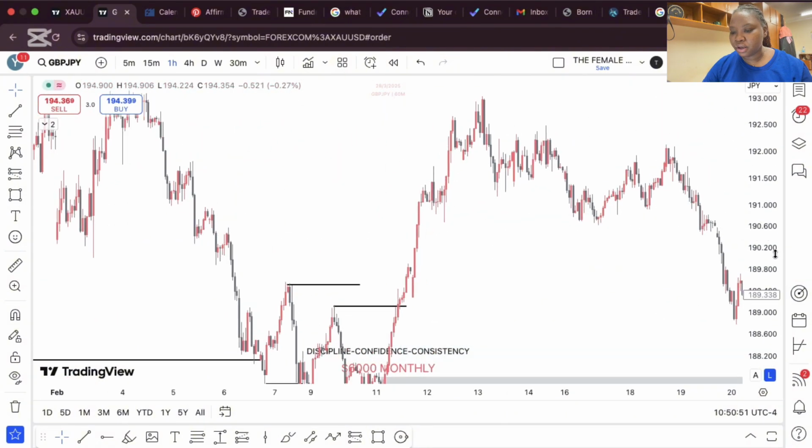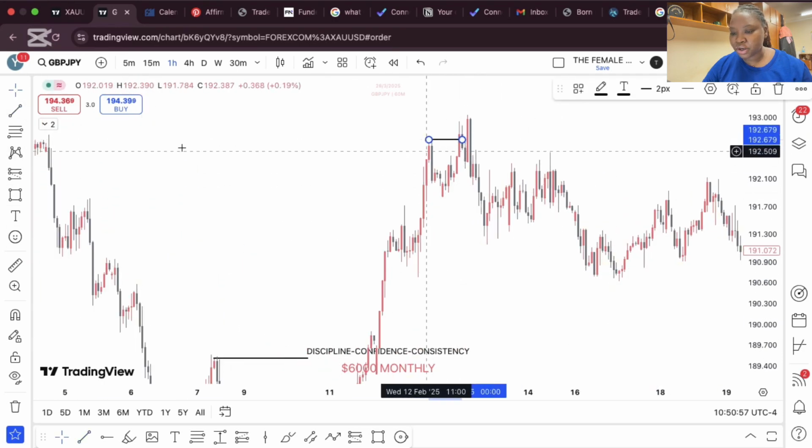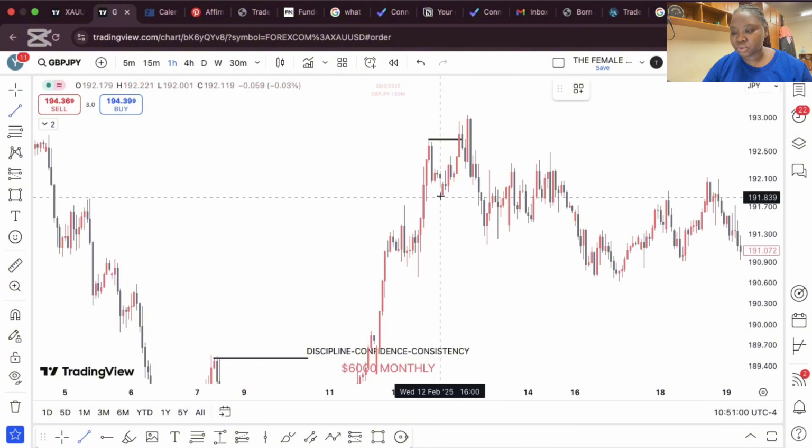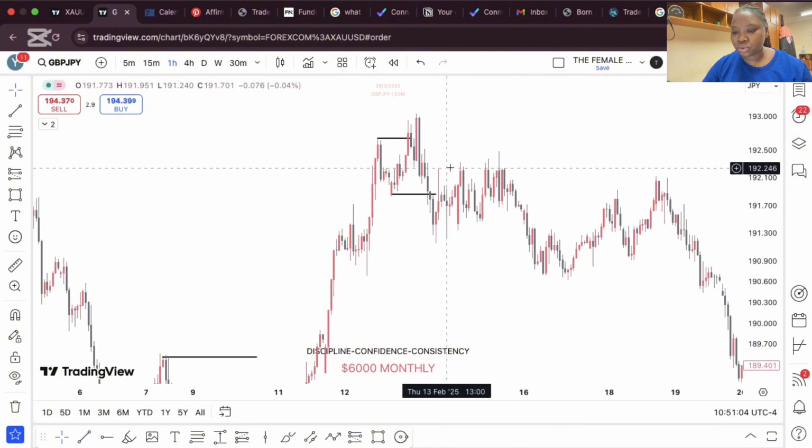Then up here, you're going to see again that price changed character to the downside, right? Price actually changed character to the downside. We have this swing high, break of structure, then this low here. Price took that out. Then price created liquidity.